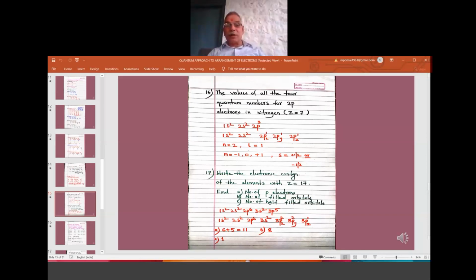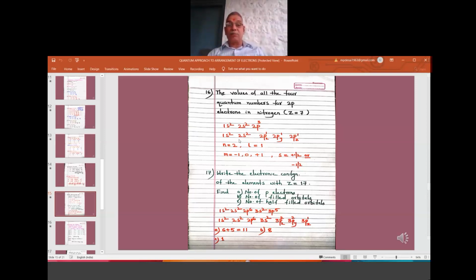Now here is one question I have selected from the question paper, which is apt for today's discussion and depends upon the electronic configuration. The values of all the four quantum numbers for the 2p electrons in nitrogen. The orbital is 2p. This 2 indicates the principal quantum number, so n equal to 2, which I have written here.